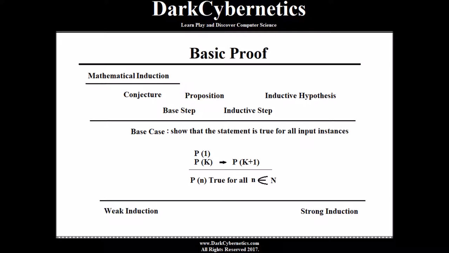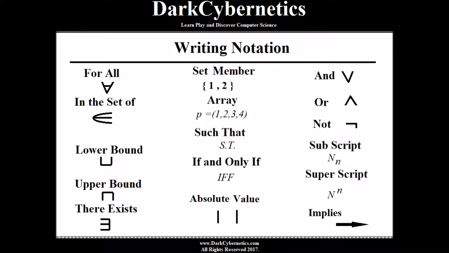Let's familiarize ourselves with some notation. For all, in the set of, a member, a set, an array, upper bound, lower bound, there exists such that, if and only if, in not, subscript, superscript. See predicate calculus for more information.